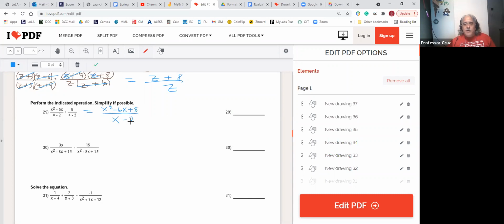And again, I'm going to use that x minus 2 that's down there as a hint, because negative 2 goes into 8 4 times. So up there, it's x minus 4, x minus 2, so it's just x minus 4.